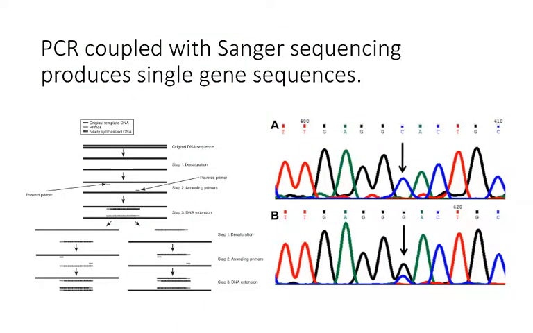And as we talked about in the previous module, PCR, which is shown here on the left, we have our template DNA, our primers, and our new synthesized DNA. That process of PCR, which is then coupled with Sanger sequencing that produces these chromatogram images on the right, that process is what produces these single gene sequences that we can then use as molecular markers in molecular ecology studies.